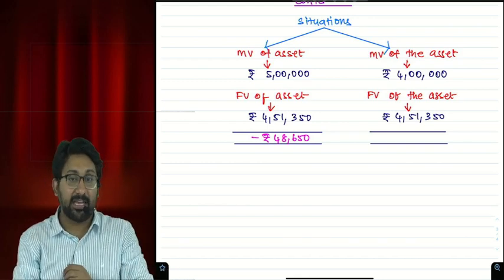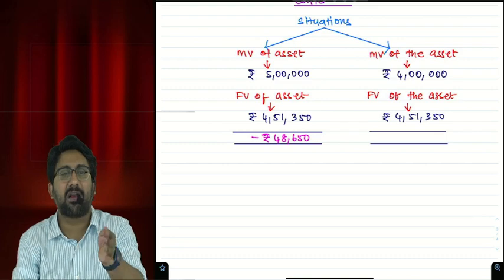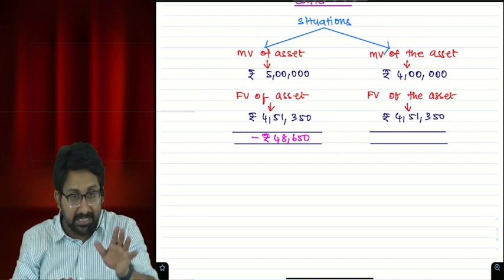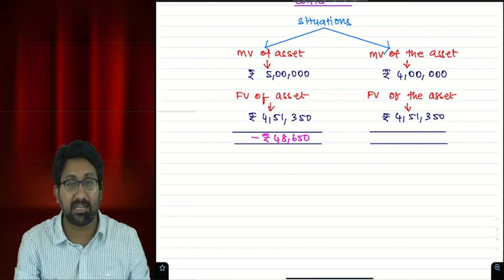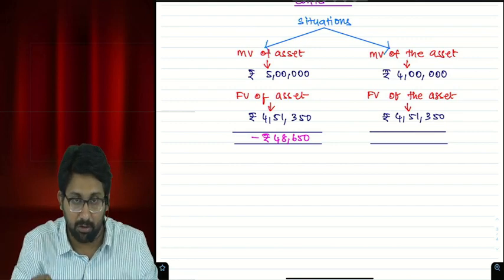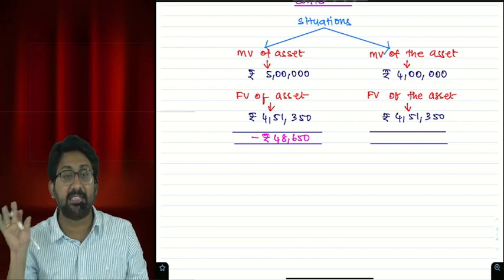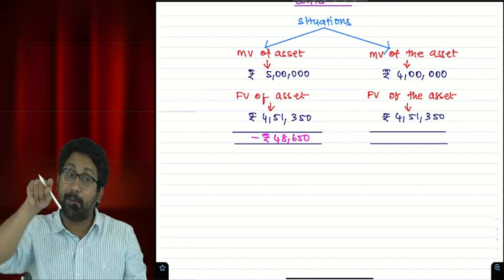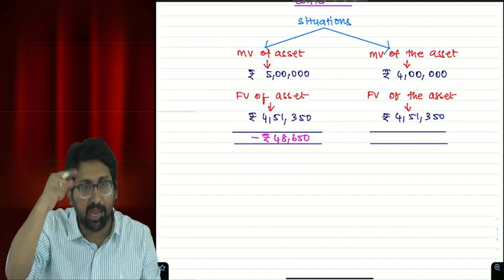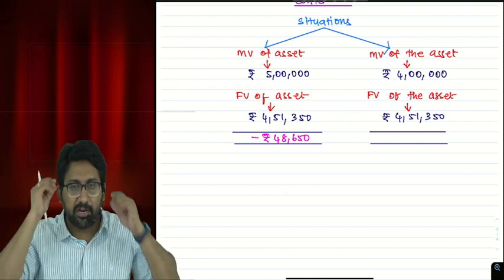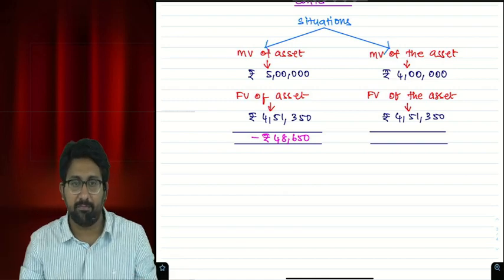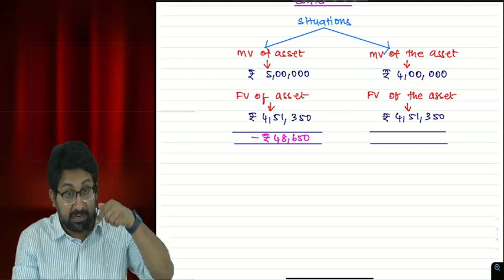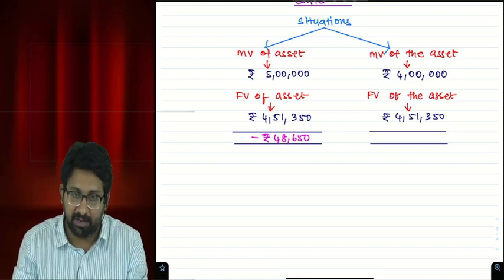That means what is the logic here? NPV is nothing but the difference between market value and fair value, which we try to ignore at CA Inter level. We are very busy mugging up the concepts and numbers rather than understanding the concept behind. So the difference between market value and fair value is NPV. Net present value, not net present price. Value calculation is there, we are bringing everything into the present. Therefore, net present value. Next one. Market value of the asset is how much? 4 lakh. But the worth to my company is 4,51,350.